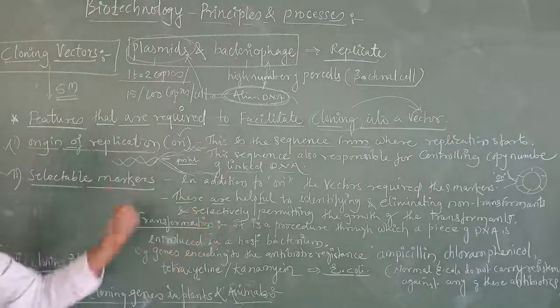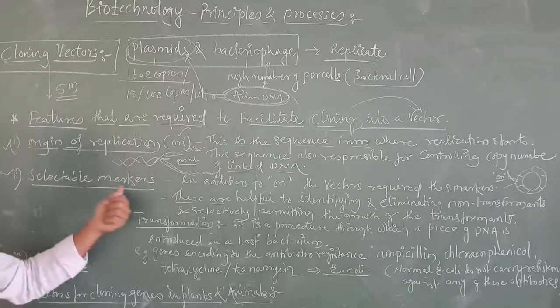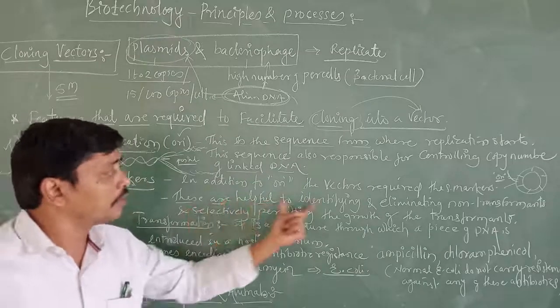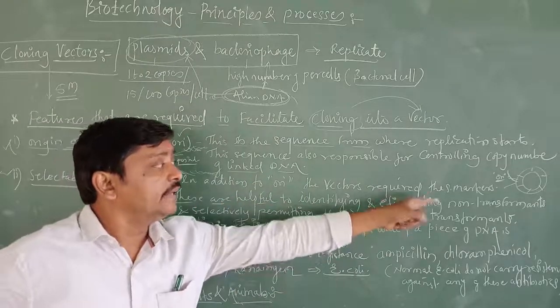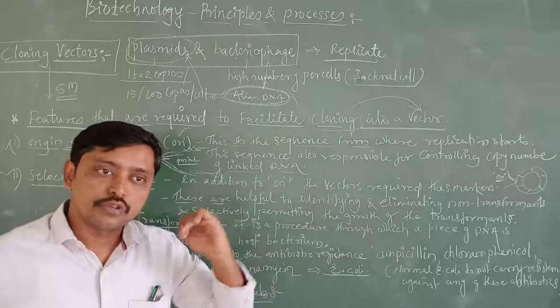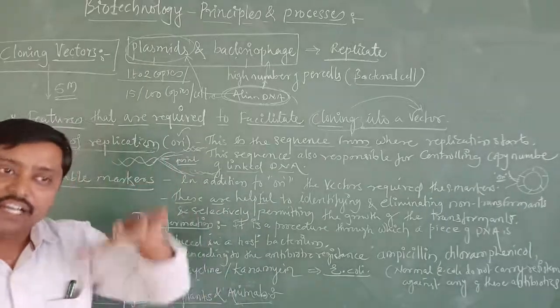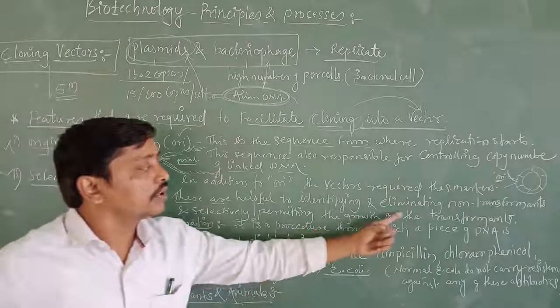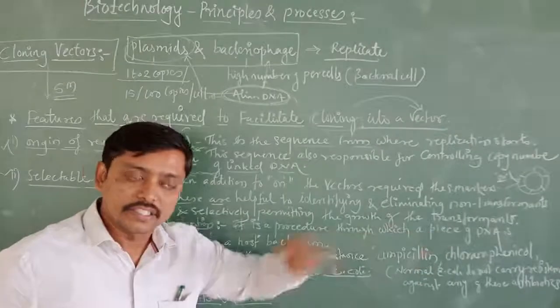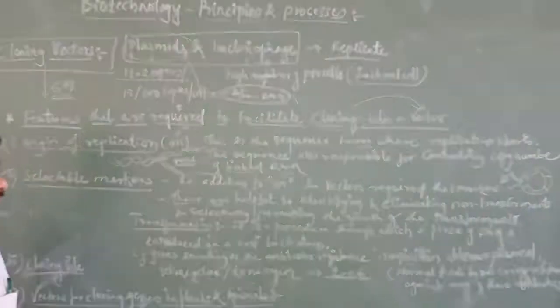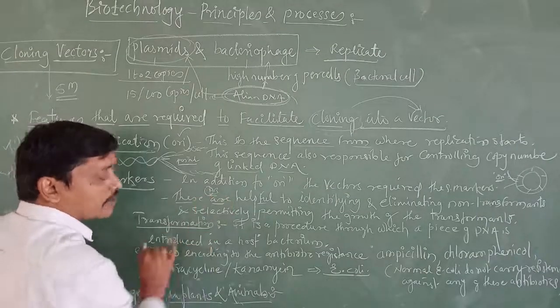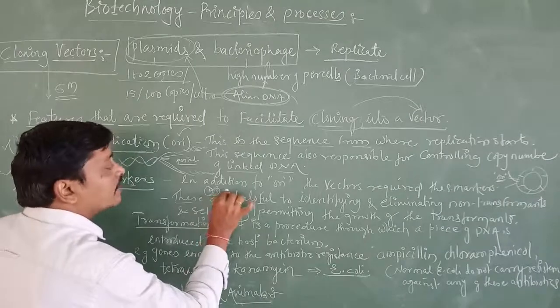So these, which we call selectable markers, are useful for identifying and eliminating the non-transformant. They identify and eliminate the non-transformant and selectively permit the growth of the transformant. They permit the growth of the transformant. For example, now see, let us take there is an A and a B, where A is non-transformant, B is transformant.